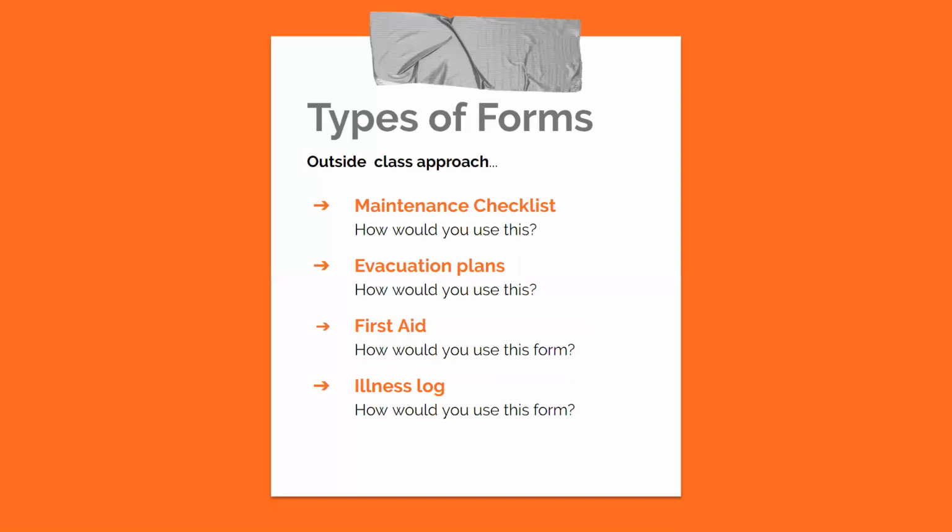The second type of forms that I would like to go over is outside classroom approaches. First thing that I would like you to know is that a lot of centers do have inside and outside maintenance checklists. Basically, this checklist will allow the teacher to look over certain parts of the classroom or the outside play yard to ensure that there are no hazards, or if something's broken that needs to be fixed, they can actually document that and get a work order in.